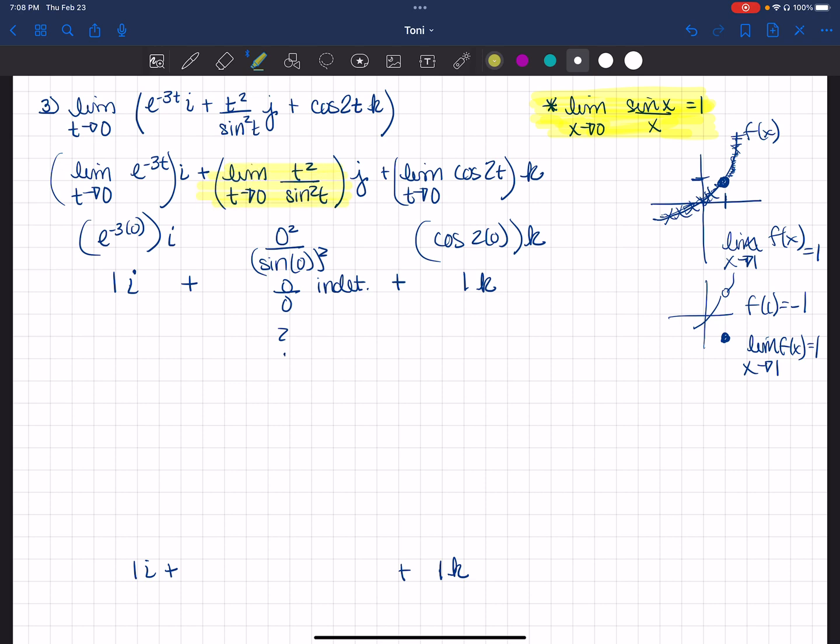Because if I can rewrite this so that it looks like that, then I know I can get 1 out of there. So I know this is really the limit as t approaches 0 of t over sine t times t over sine t, right? Because t times t is t squared and sine t times sine t is sine squared t. So that looks close, but it's kind of upside down.